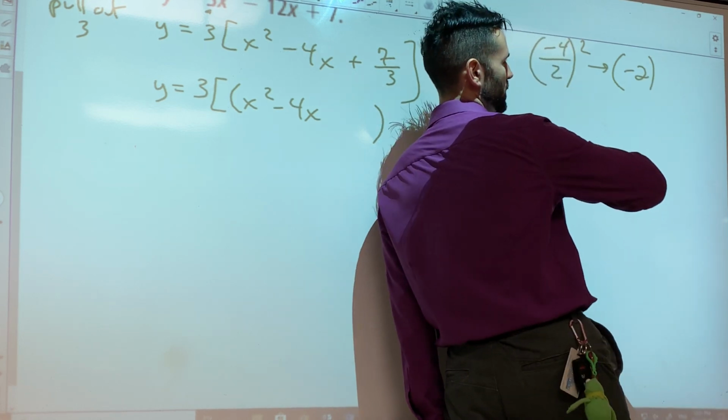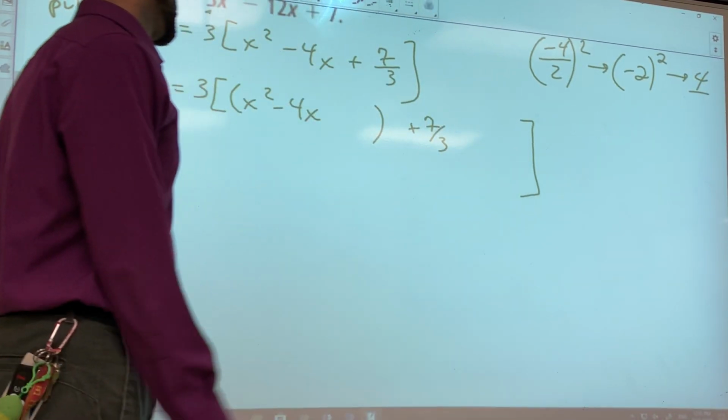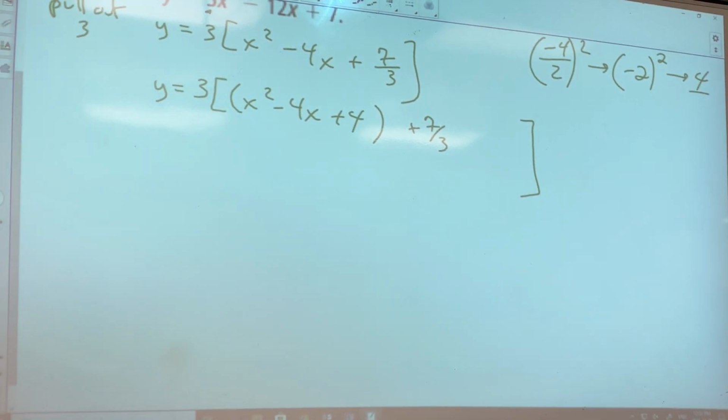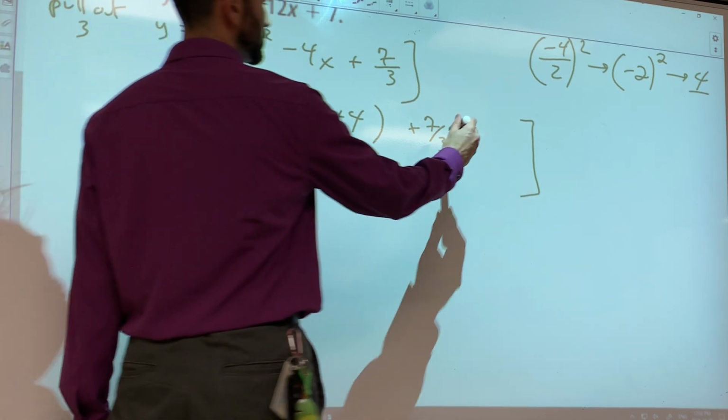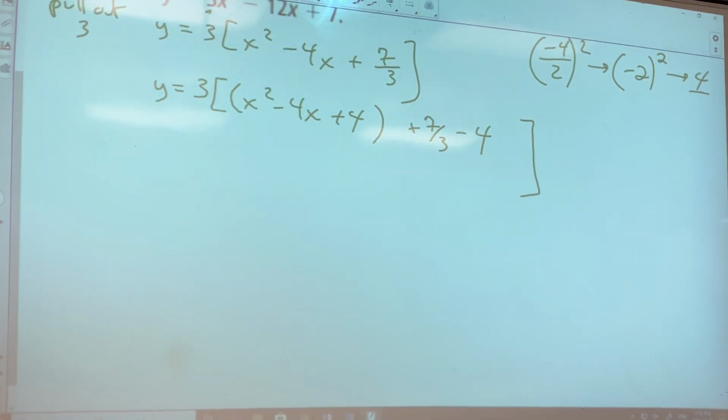So negative 4 divided by 2 is negative 2 squared. So I'm going to add 4. Okay, so I add 4 in here. And then I need to subtract 4 over here, so that overall I get 0.